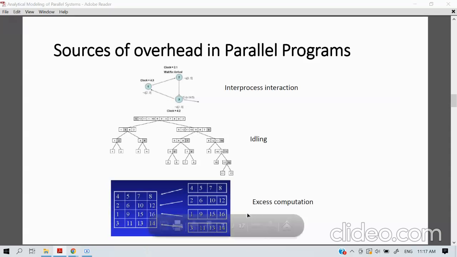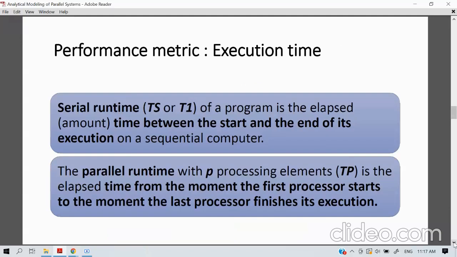And then this one, excess computation. Maybe during the serial computation, the serial algorithm uses simpler code to execute the sorting and so on. But when you want to parallelize it, it's quite difficult. It requires lots of code to be used. Alright, so that finishes the sources of overhead.